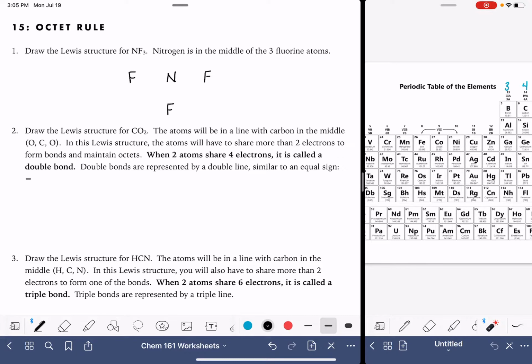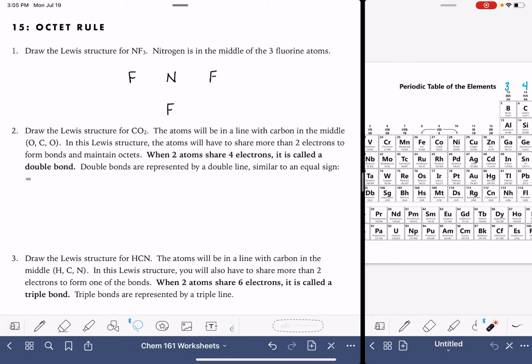I'm choosing to do it sort of in this pattern, but you could be putting these fluorine atoms anywhere you want to, as long as they're on the outside of the nitrogen. So you don't want to have fluorine in the middle. All of the fluorines need to be surrounding the nitrogen.